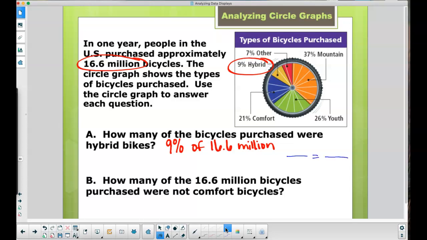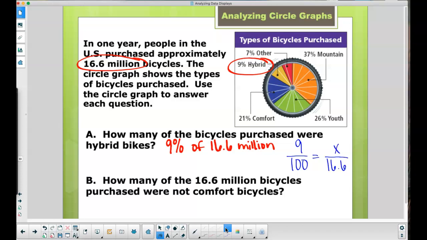Remember this type of thing? Yeah. Where we put the percent over 100, 9 over 100. Where should I put the 16.6? On the bottom, right? Because it's of. That's the total. And we solve this.